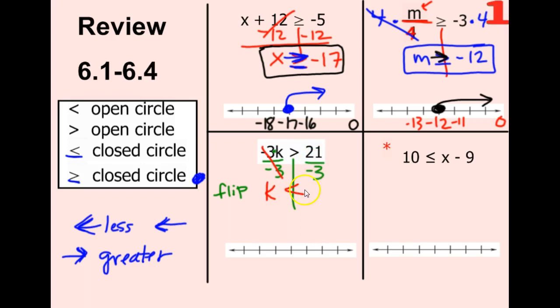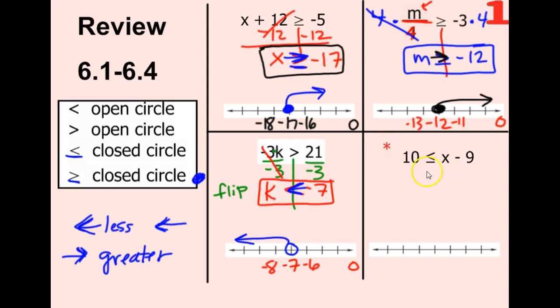But now here we're dividing by negative, so we have to flip our symbol. 21 divided by negative 3, well, 3 times 7 is 21. So we have negative 7. 0 would be over here. These just all happen to be negative numbers. Negative 6 over here. Negative 8. Open circle on this one because there's no equal to. And then like an L, less than is to the left.